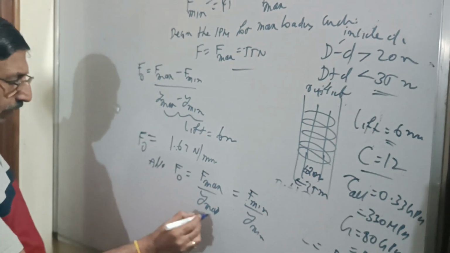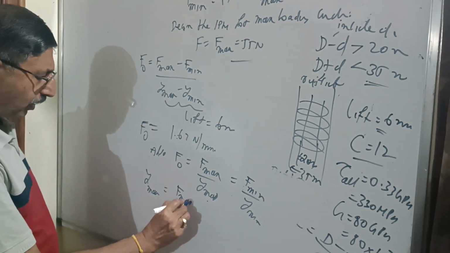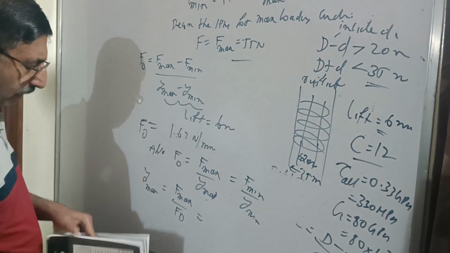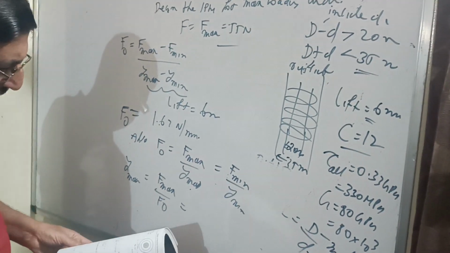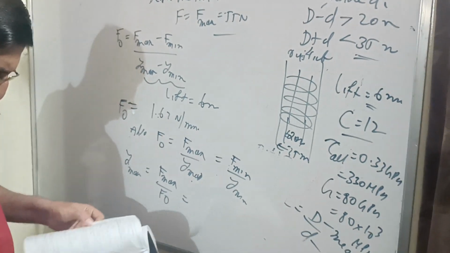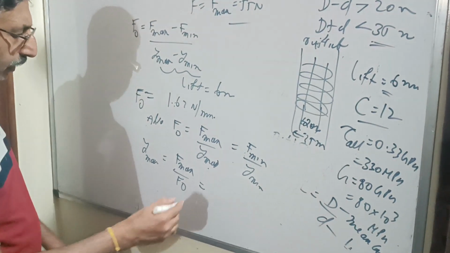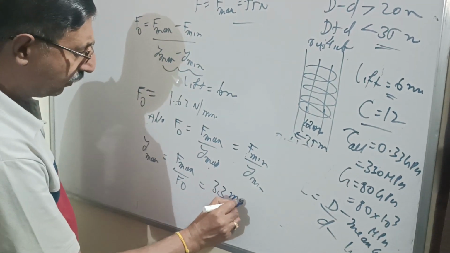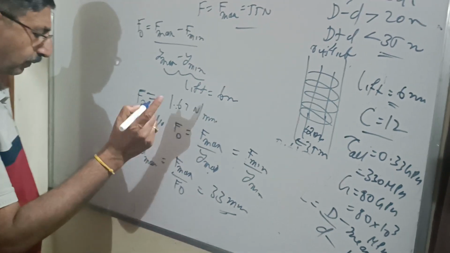Already I know the spring stiffness. I want to find out what is Y max. What is Y max? F max by F naught. So when I do that, I think I am getting around 33 millimeter, the maximum deflection. I think that he has found it already somewhere here. Yes, we'll get 33 millimeter. Please do the calculations later and cross-check whether it is okay or not. So, Y max is known.